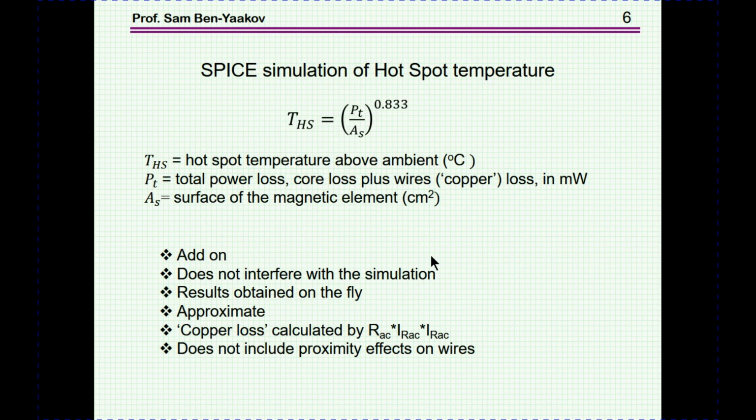Another feature of this simulation model that I'm going to show is that you can get an estimation of the hotspot of the magnetic element, being either a transformer or an inductor. Now, it has been known that you can approximate the value of this hotspot within the element by this equation. This equation says that you have to get the total power loss of the element.